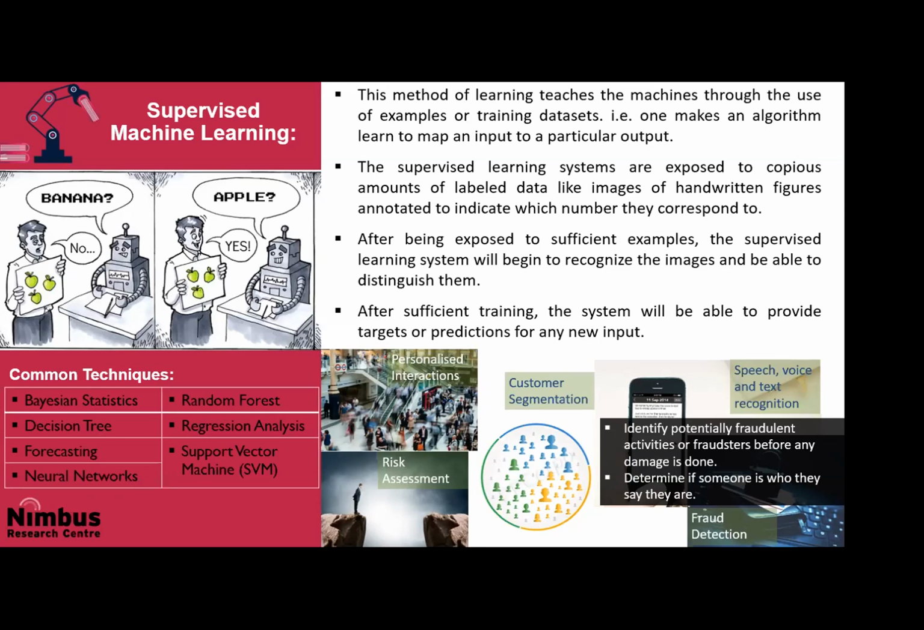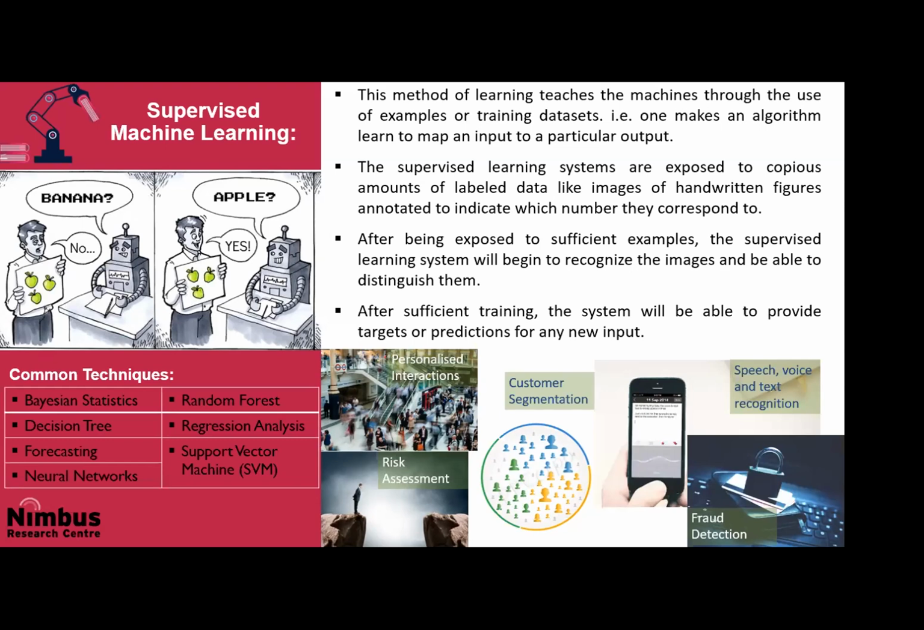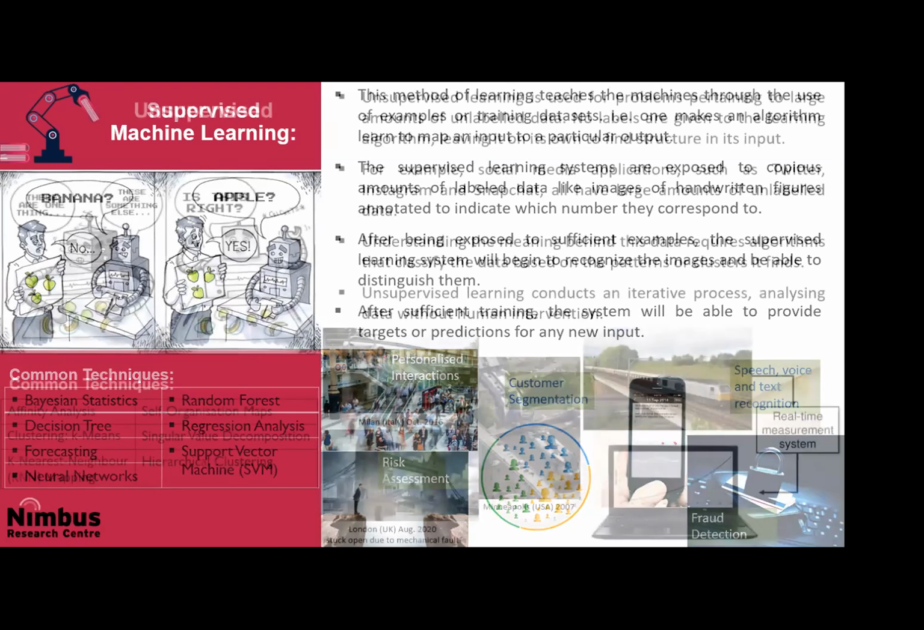On the bottom left there, you can see the more popular algorithms in this field: Bayes statistics, random forest or RF, decision tree, regression analysis, support vector machines such as SVM, support vector regression, and neural networks. These are your go-to tools within the toolbox if you wanted to address a problem where you had a lot of annotated data available to you.